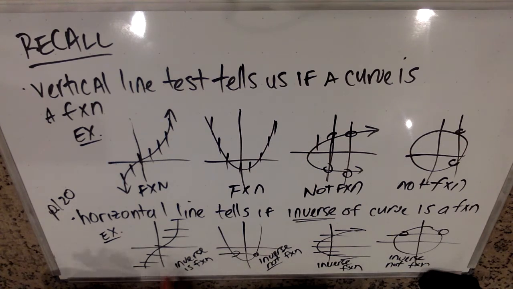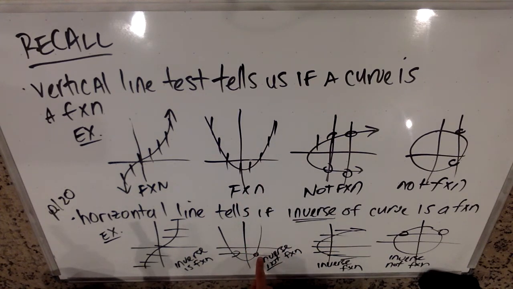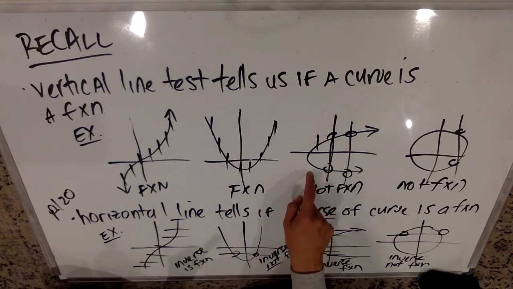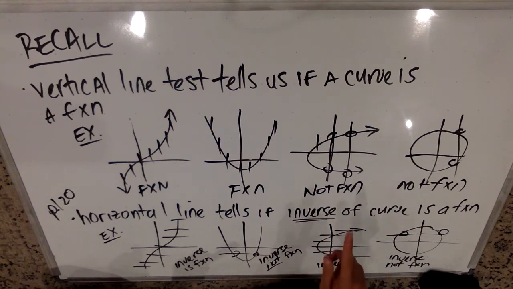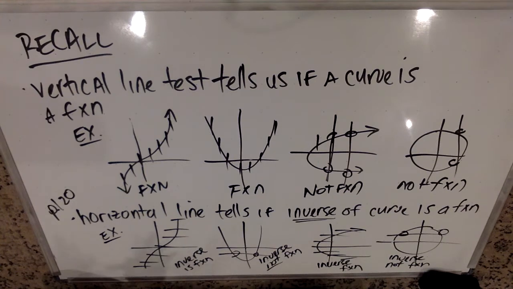This example, x cubed, is a one-to-one function. Neither of these is one-to-one, which is why, since this is not a one-to-one function, its inverse is also not a function. This one's not a function at all, but its inverse is, which means it's not one-to-one. And this is not a function for either. So again, the horizontal line test is exactly the same as the vertical line test. It just tells you if the inverse of something is a function. That's all.